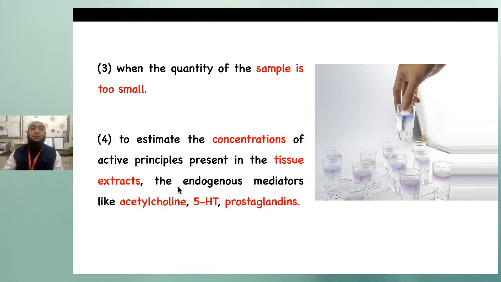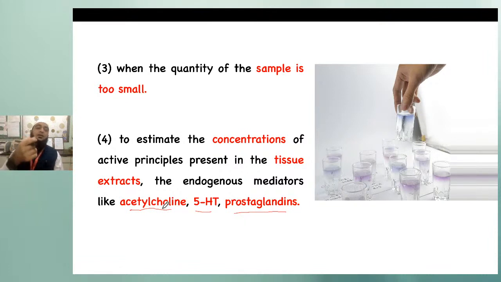Fourth point, to estimate the concentration of active principle present in a tissue extract, such as endogenous mediators like acetylcholine, 5-HT and prostaglandin. So you will be doing this by using the tissue, right? And this is there in your pharmacology lab 2 practical, where you are determining the unknown concentration of acetylcholine and the unknown concentration of atropine by using cock ileum. So what you are doing, you mount the cock ileum in a physiological salt solution where it remains alive, right?